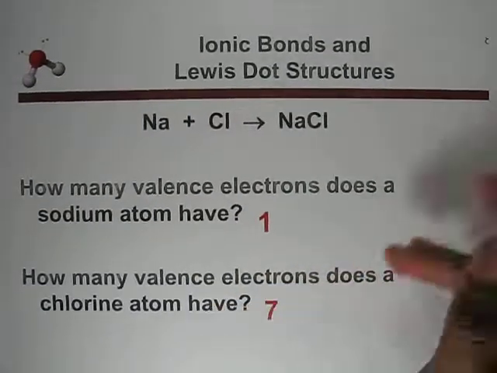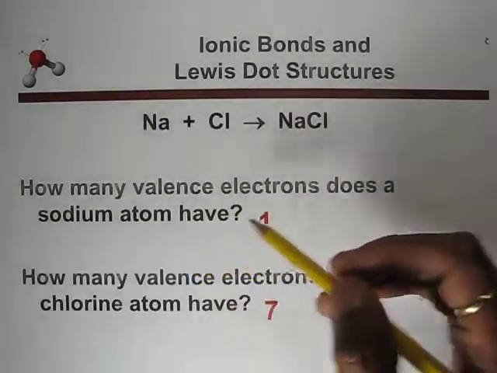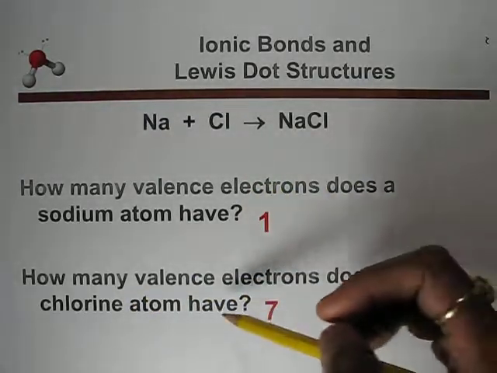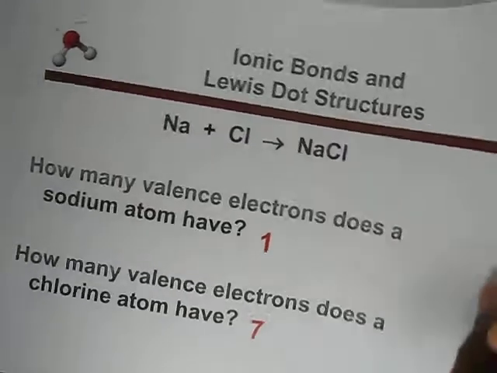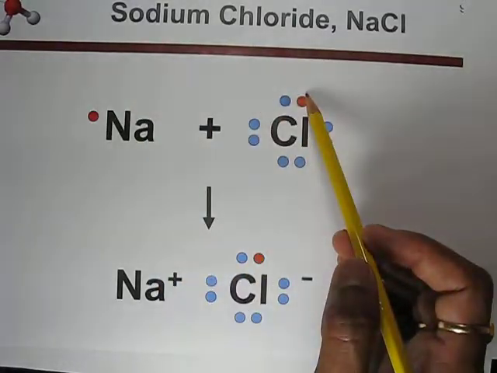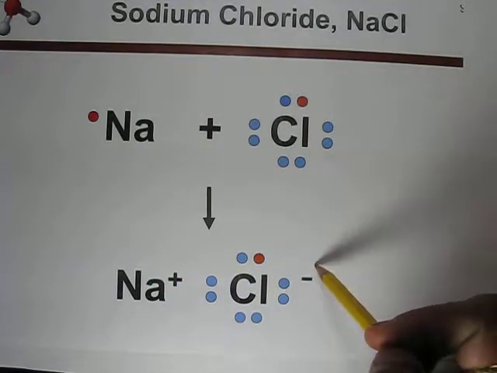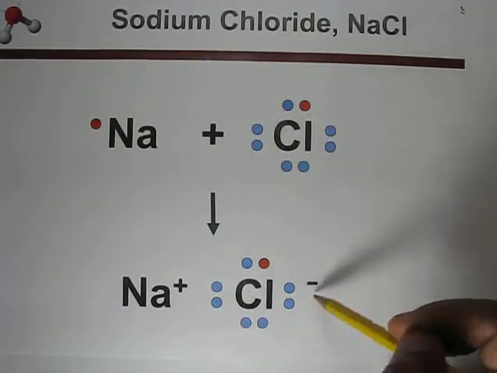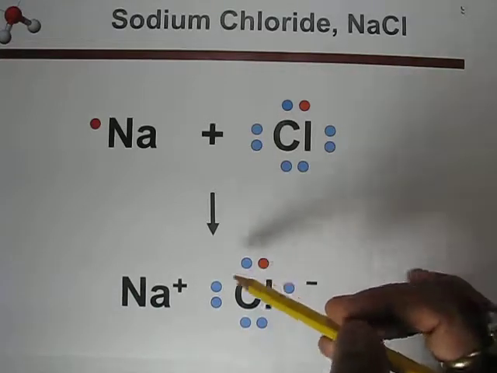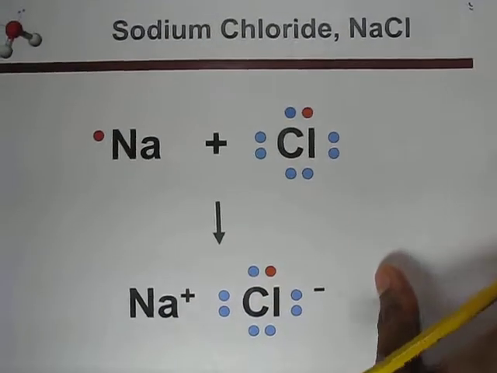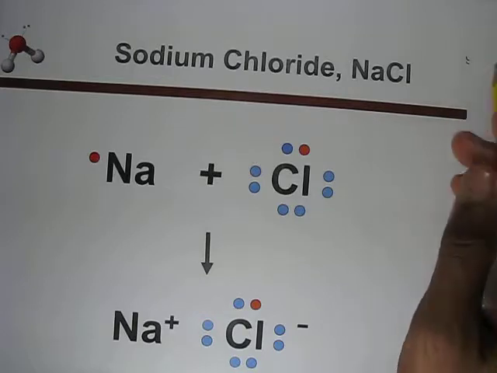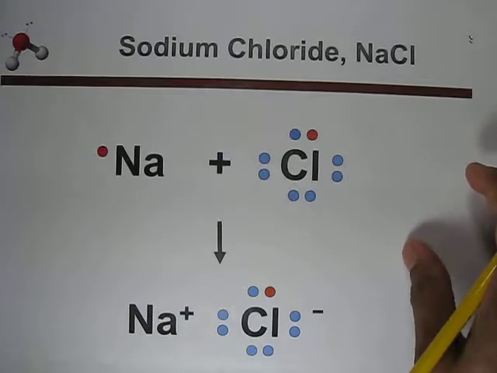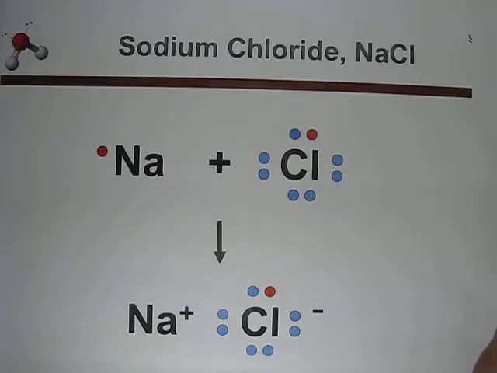So what happened here? How many valence electrons does sodium have? 1. And how many valence electrons does the chlorine have? 7. So sodium gave its electron to the chlorine atom, and then chlorine becomes a chloride ion and sodium becomes a sodium ion. So now chloride ion is satisfied by the octet rule, and sodium ion is also satisfied by octet rule. So this was about the ionic compound and Lewis dot symbol, and in the next video we will study about the properties of ionic substances.